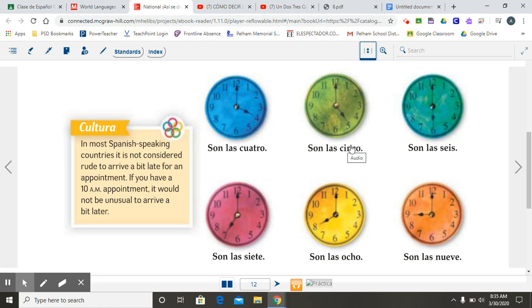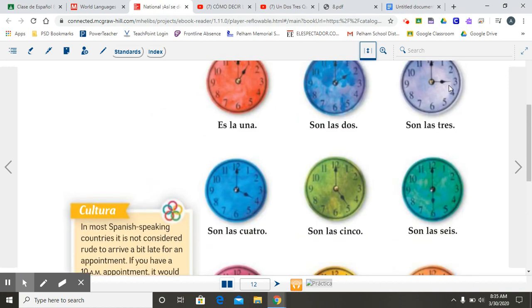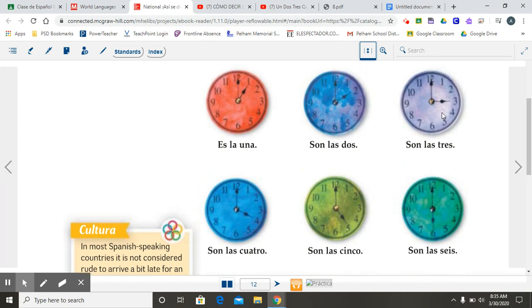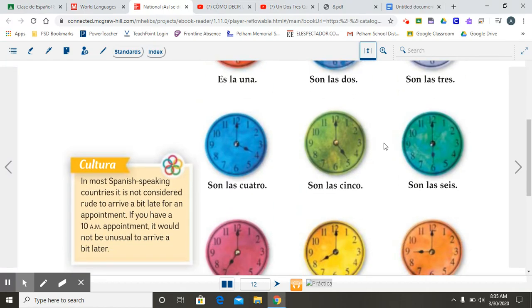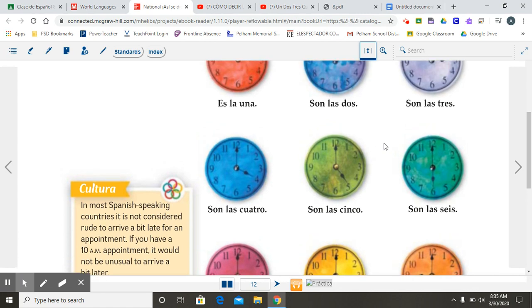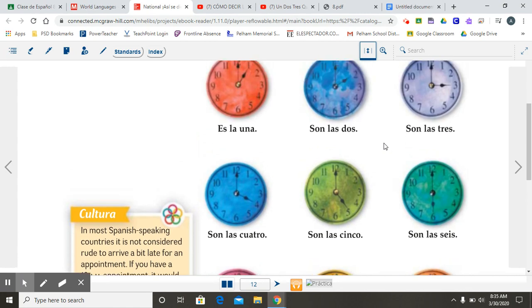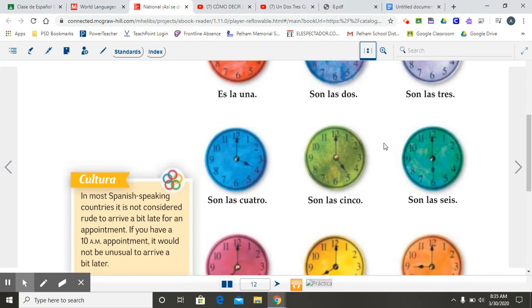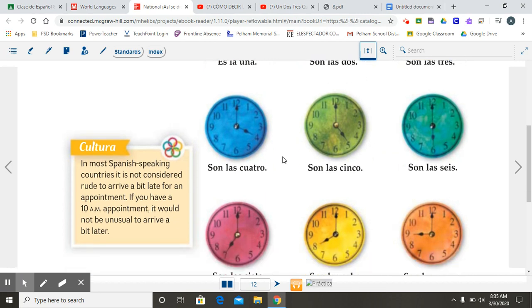But let's say somebody invited you to their house for lunch, and it's lunch a las tres, all right, en punto. You can arrive a little later. In fact, people will expect you to arrive a little later. You know, when they say in English, you arrive fashionably late, it's kind of like that, right? People don't expect you to be there at exactly that time. But if it's something super important, they will get there on time. It comes with the culture.